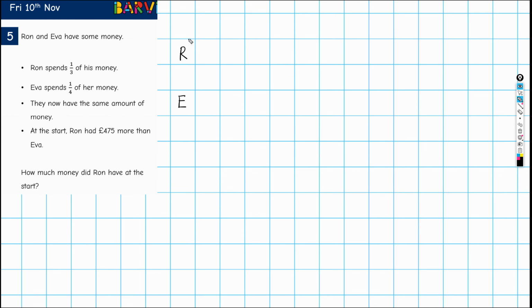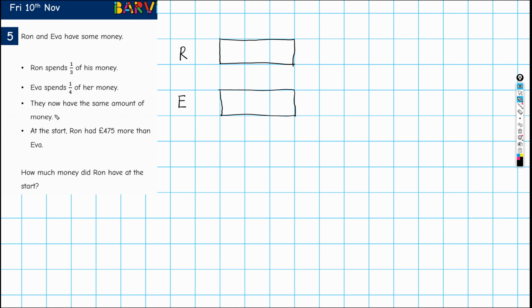And what are we told? We are told that Ron spends a third of his money. Well, actually, this is really where I'm going to start. They now have the same amount of money. I'm going to draw a bar for Ron. I'm going to draw the same size bar for Eva because they have the same amount of money.